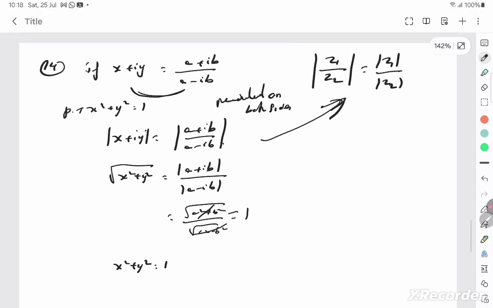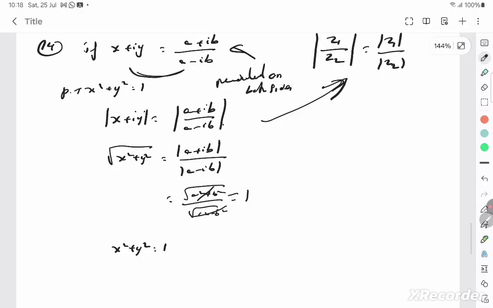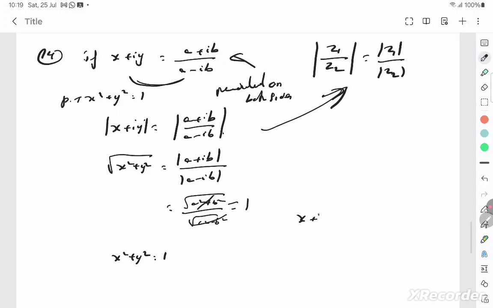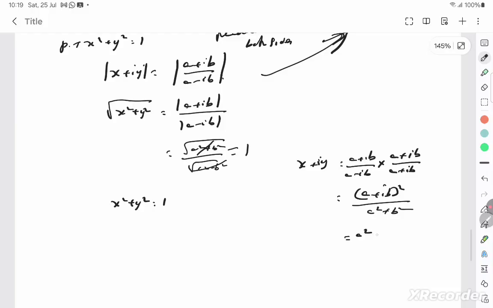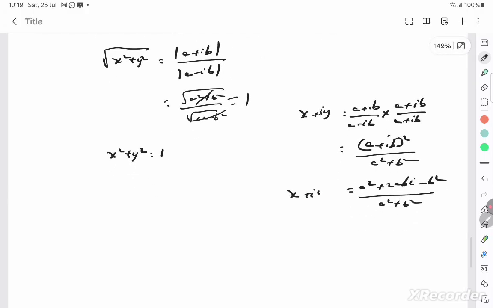But in the textbook, you would have seen that they rationalize this. They would have taken x plus iy to be a plus ib by a minus ib, and multiplied by a plus ib by a plus ib. The denominator will become a square plus b square. The numerator will become (a plus ib) the whole square. On expanding, you get a square plus 2abi minus b square, because i square b square is minus b square, by a square plus b square. So this is what x plus iy is.